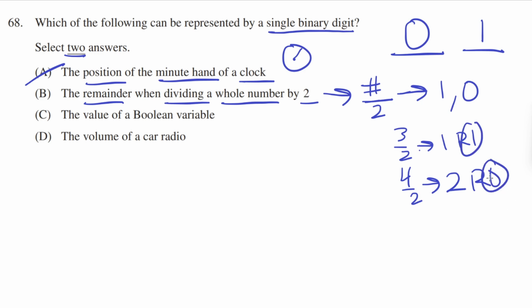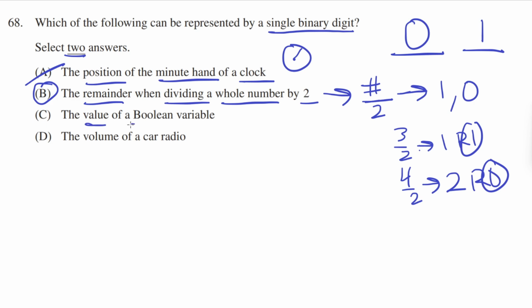So obviously, we can store this remainder using a single binary bit. When the remainder is 1, we could, for example, represent that as a 1 in the binary digit. And when the remainder is 0, we could, for example, represent that as a 0 in the binary digit. So B can be represented using a single binary digit.